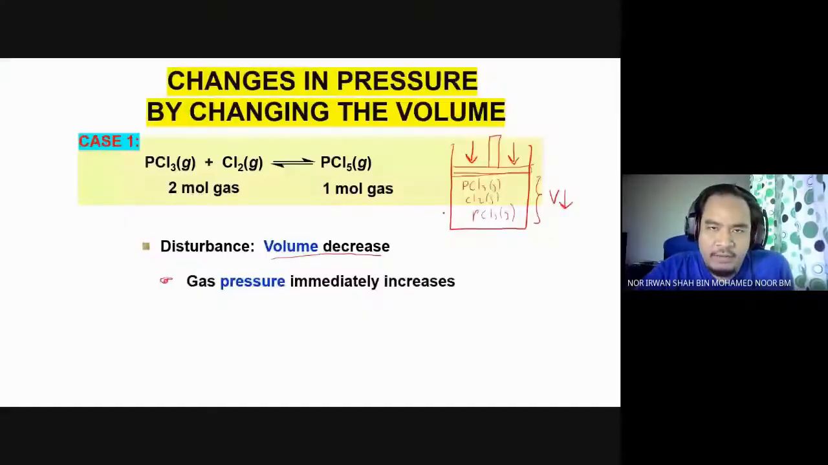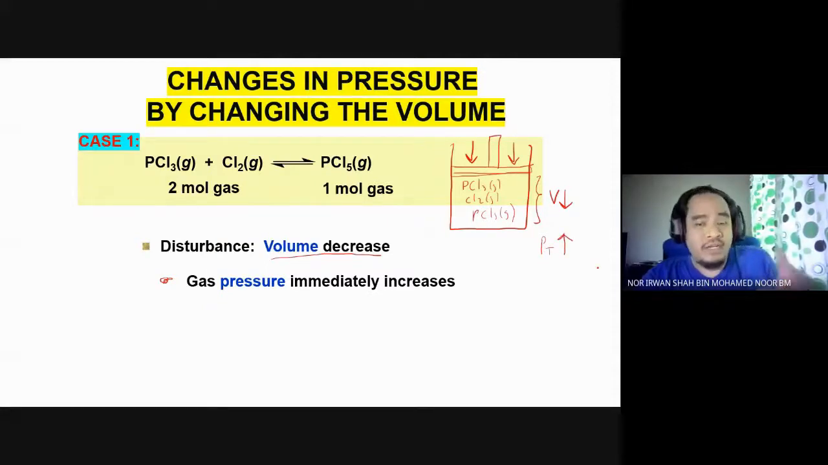As you have already learned before in Boyle's law, remember Boyle's law? Boyle's law states that the pressure of a gas is inversely proportional to the volume of the gas. So right now, if we compress the three gases, the volume of gas decreases. And what will happen to the total pressure? The total pressure increases due to the decrease in the volume. So in this case, when the volume is decreased, gas pressure immediately increases.